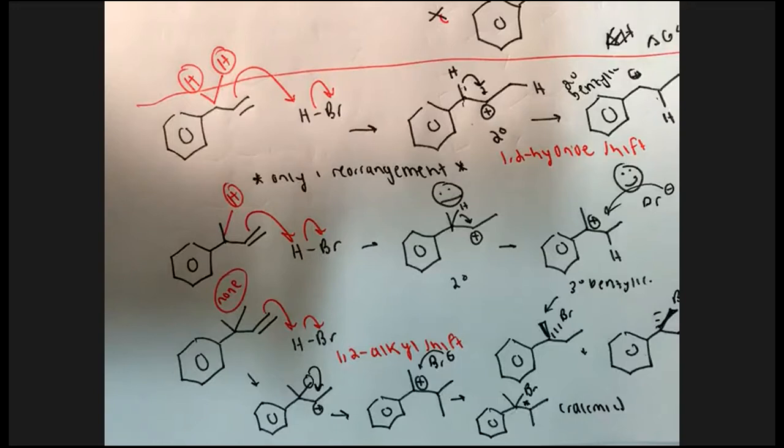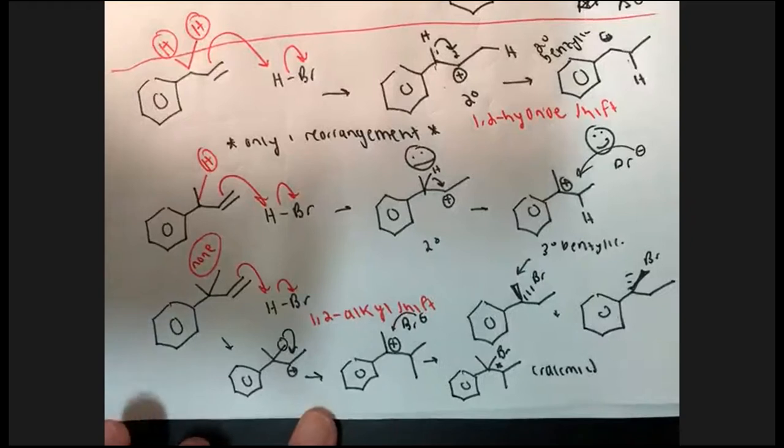Okay, so when given the choice, always do the hydride shift first, and then if there are no hydrogens available, then we can do the alkyl shift. Okay, so these are the main linear rearrangements we're going to see. Any questions? Put them in the chat box.